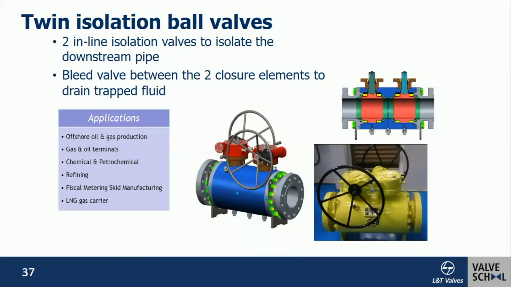One more category of this type of valves is a twin isolation ball valve. You could imagine this, there are two sets of the internal components like the ball, the seat rings and the stem drives, so that this provides a redundancy for any specific applications. These specifically come in small size valves and are often used for offshore applications. And there could be a bleed valve between the two closure elements to drain the trapped fluid.